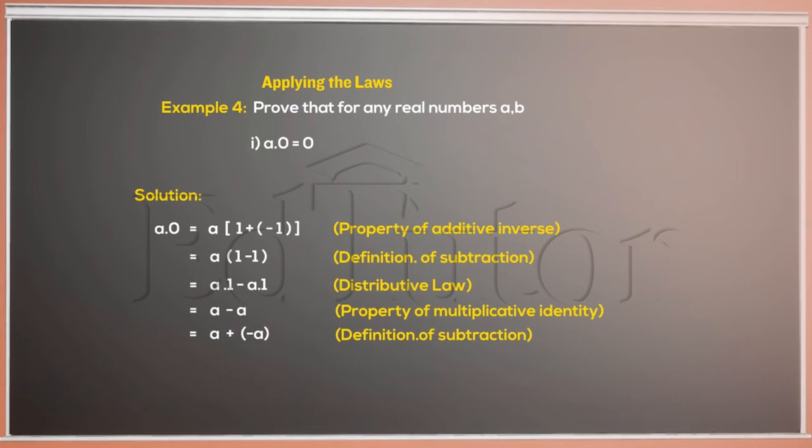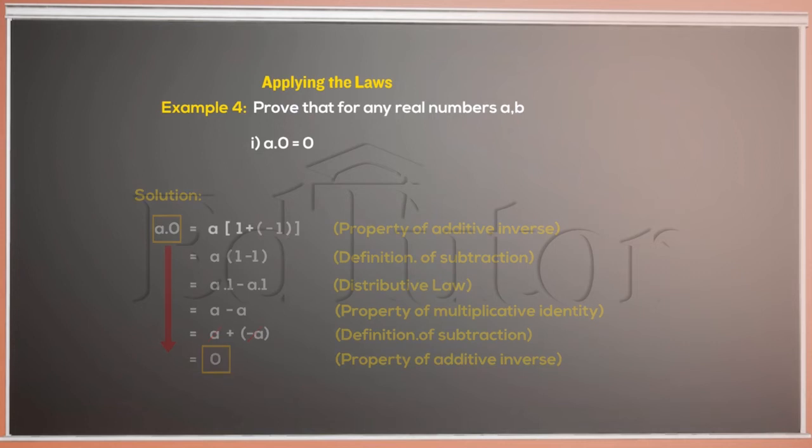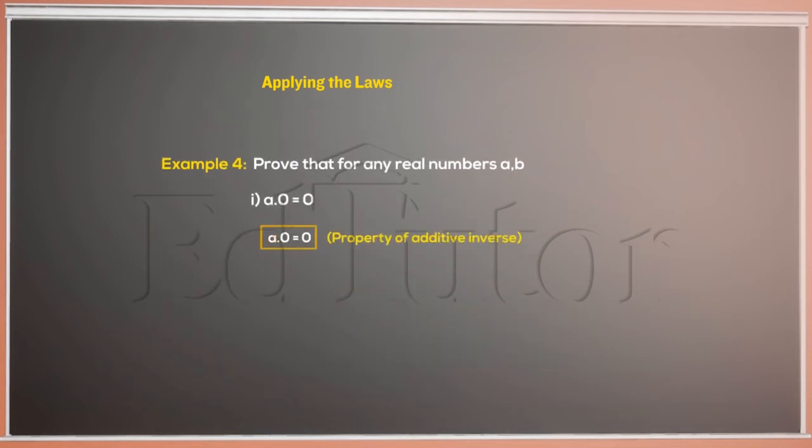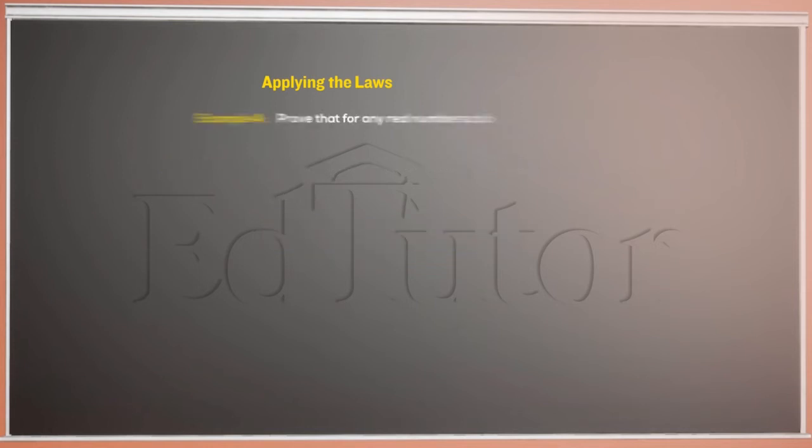Excellent job so far. What now? Well, thanks to the additive inverse property, the sum is 0. And that's how we show that with the help of learned properties, the product of a and 0 is just 0. Now, let's move on to the next example. Here, we need to prove that if the product of the two real numbers is 0, then either of the two real numbers must be 0.